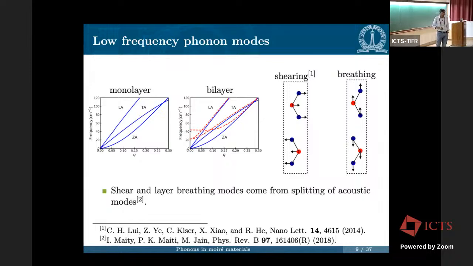Now what happens when you put two layers together is you still have only three modes at q equal to 0 that are acoustic, but the second layer also had these acoustic modes and they hybridize and you start getting the layer breathing and the shear modes. Essentially you have 6 modes now. 3 of them are gapped out. 2 of these are shear modes, which refer to the sliding of the 2 layers with respect to one another, and one is a layer breathing mode. If you look at the eigenvectors corresponding to such modes, essentially these are just relative displacements of the 2 layers with respect to one another.